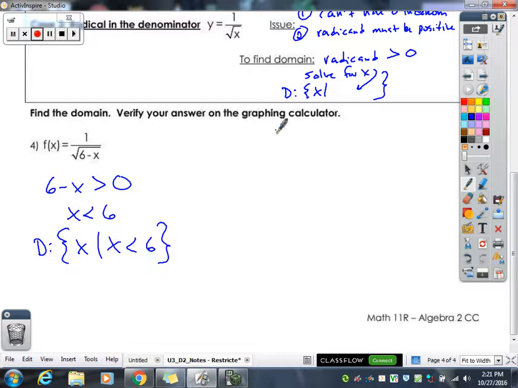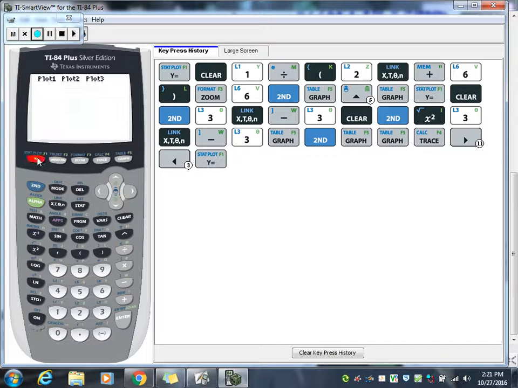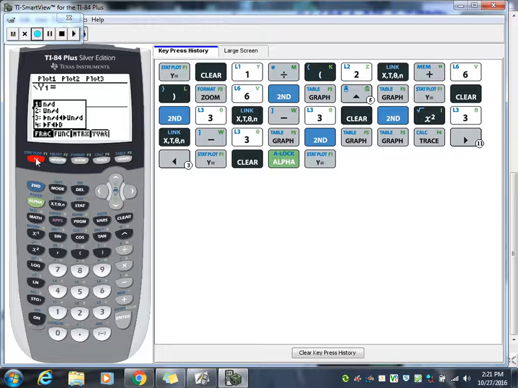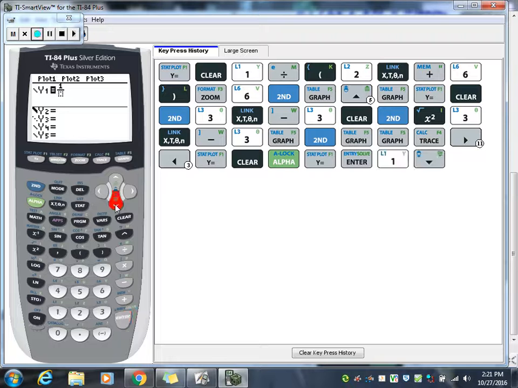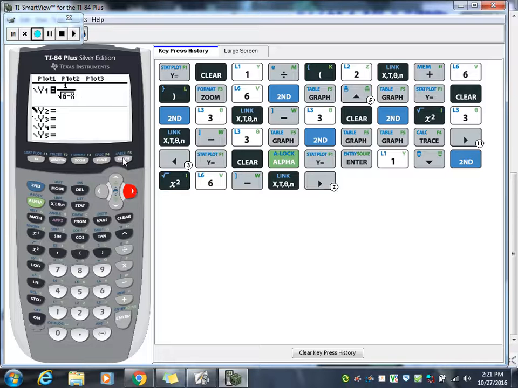We have to do the range after we get the sketch, so we go back to the graphing calculator, go to your y equals, clear out the previous example. The alpha F1 is your n over d button. If you have that on your calculator, you can press the n over d button, and you see that it's in fraction form. So it's just another way of writing it. That way you don't have to put parentheses. We have the square root of 6 minus x. Press graph.